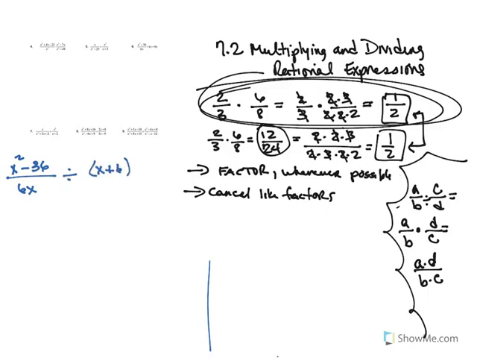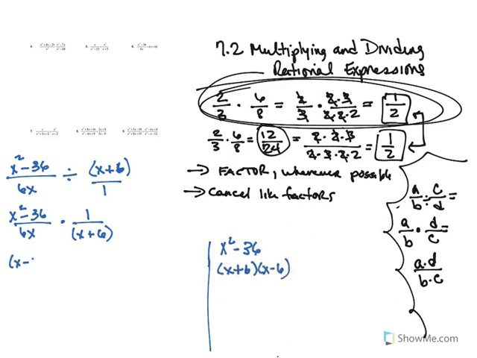All right, so x squared minus 36 over 6x divided by x plus 6. So remember, this is an imaginary 1 under here. So when I write this problem, division turns to multiplication and the second fraction flips. All right, so what do I need? I need to factor x squared minus 36. So x squared minus 36 is just the difference of two squares. So x minus 6, x plus 6 over 6x times 1 over x plus 6.